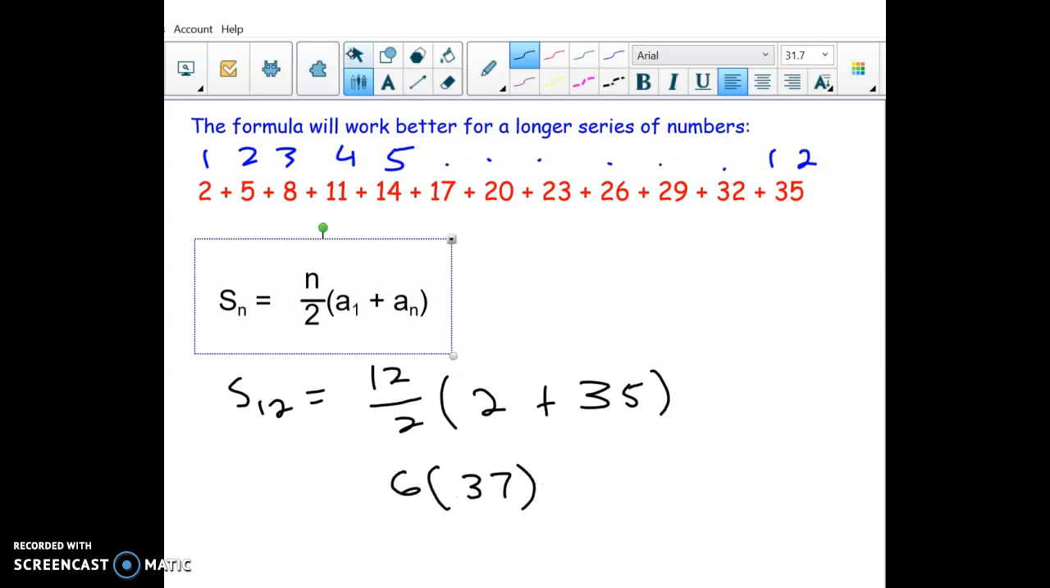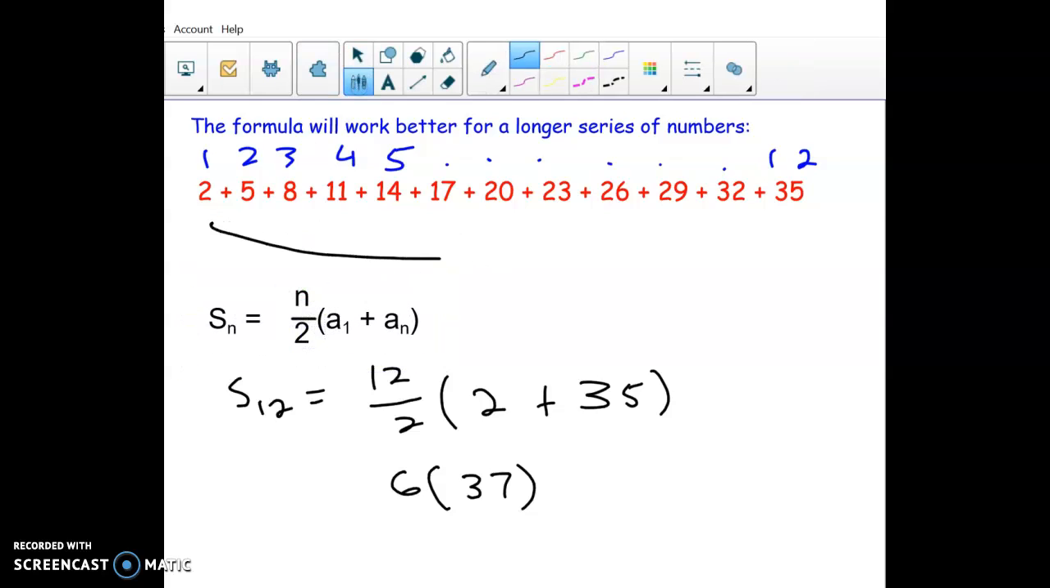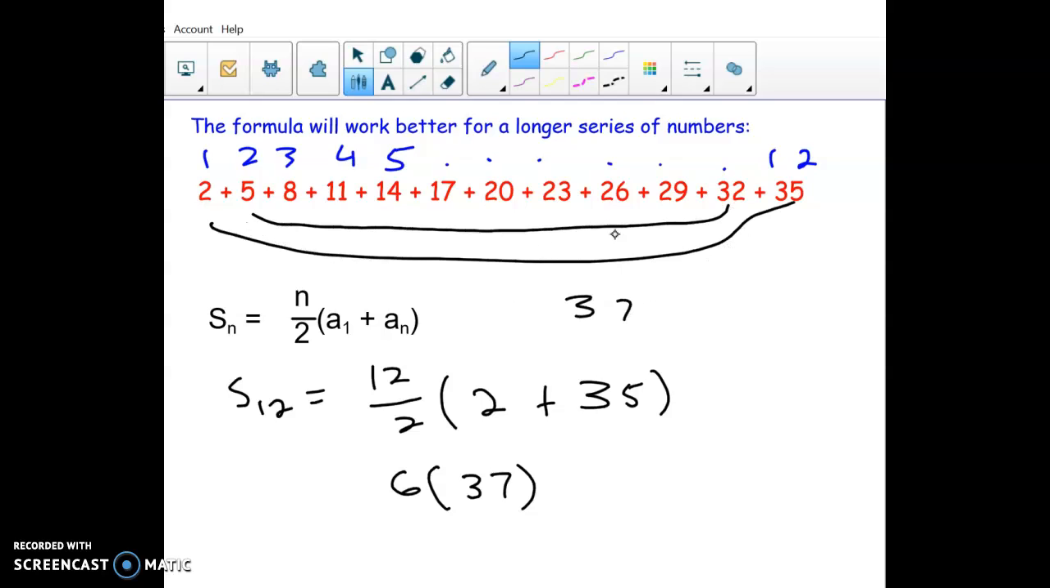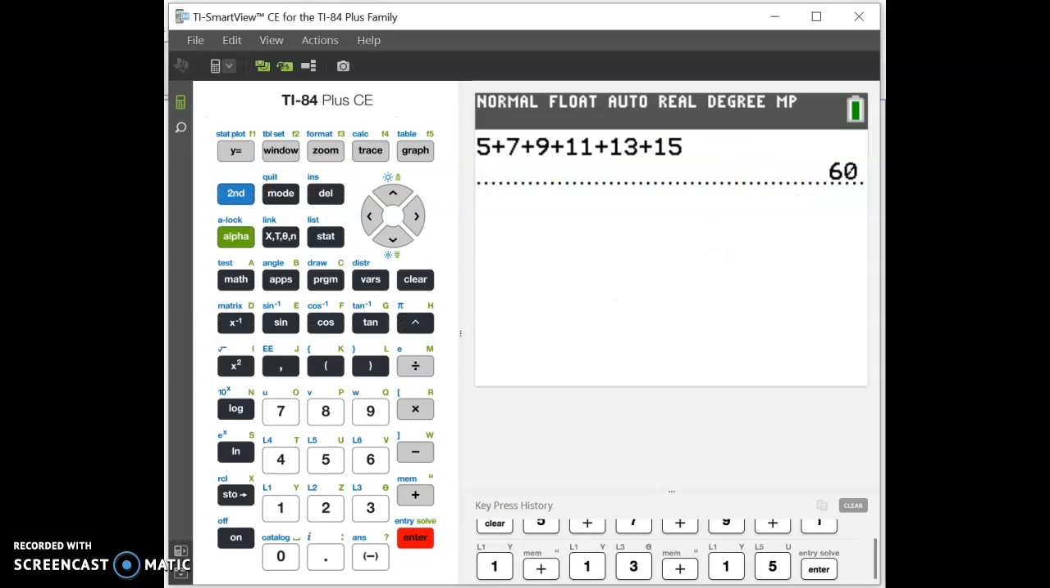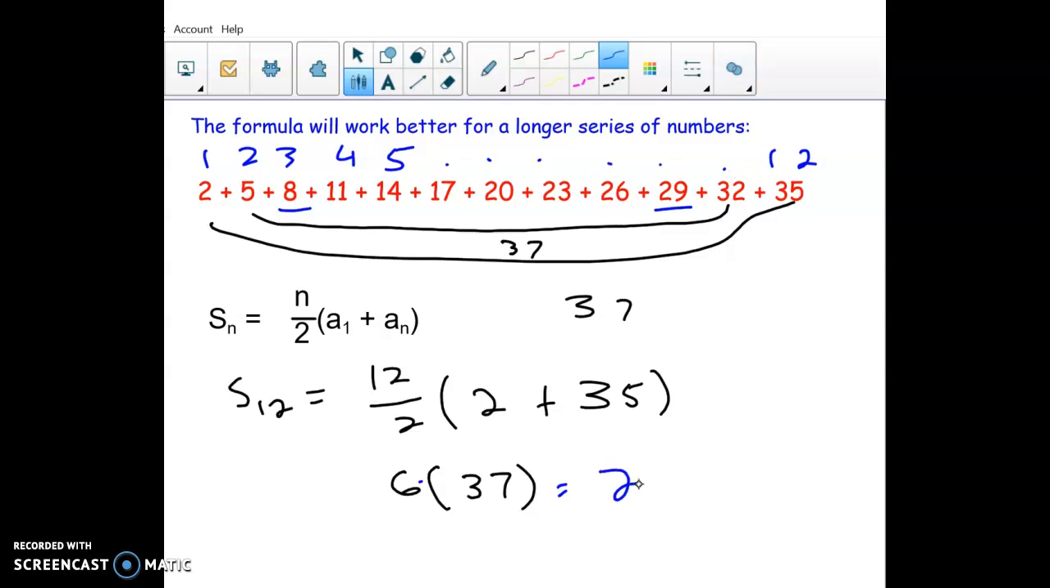And again, where that formula is really coming from is the fact that 2 and 35 make 37, and then 5 and 32 make another 37, and then if we went in again, 8 and 29 makes 37. So you basically have 6 pairs that make 37s. And you multiply those together, and that'll get you the sum. 6 times 37, 222. And we could verify if we really wanted to by adding them all together manually.